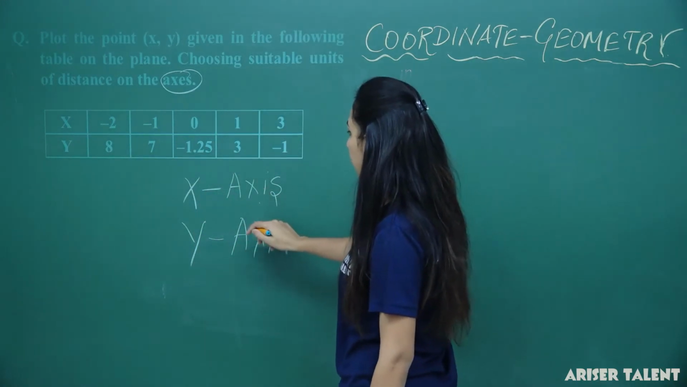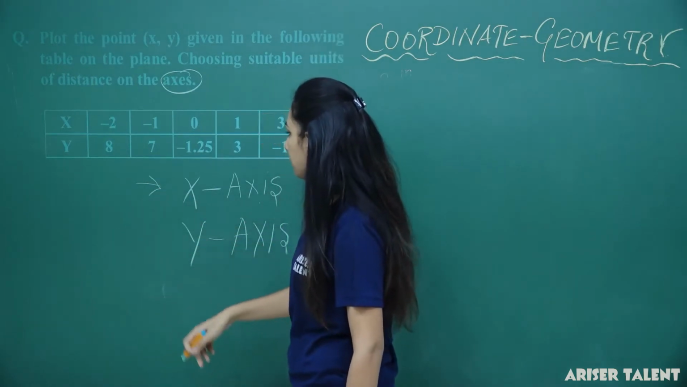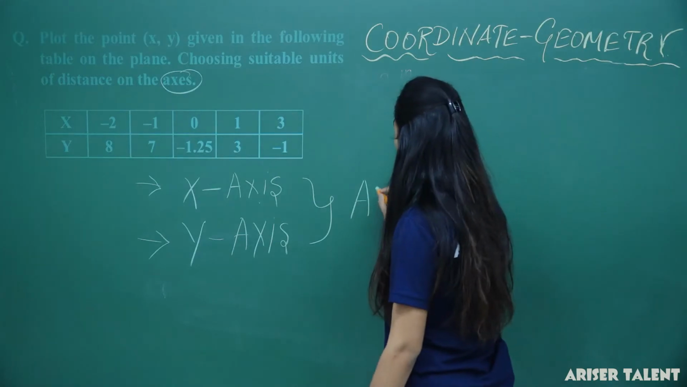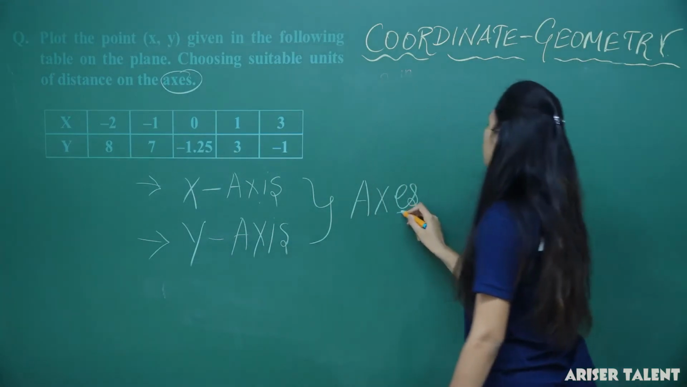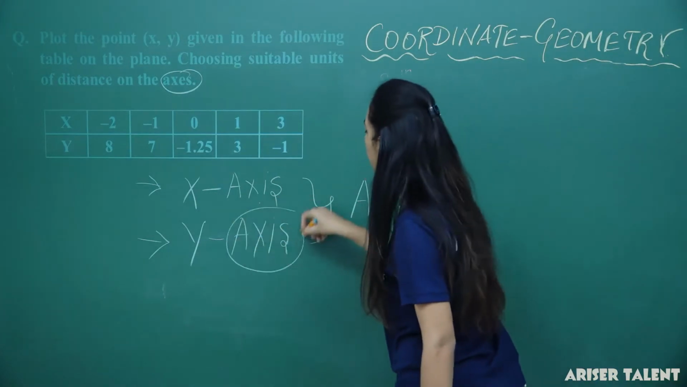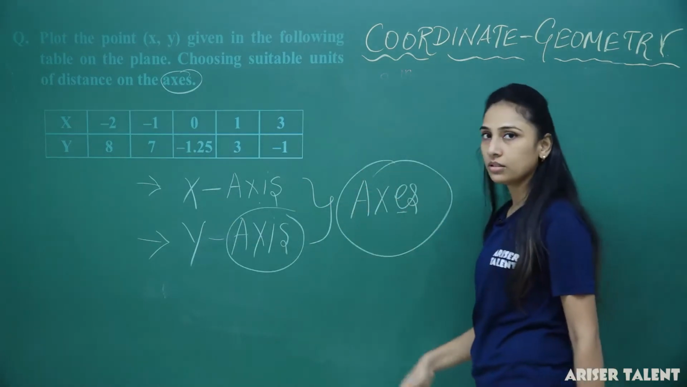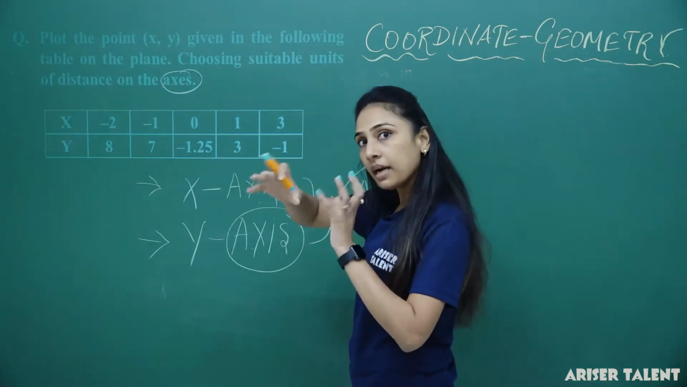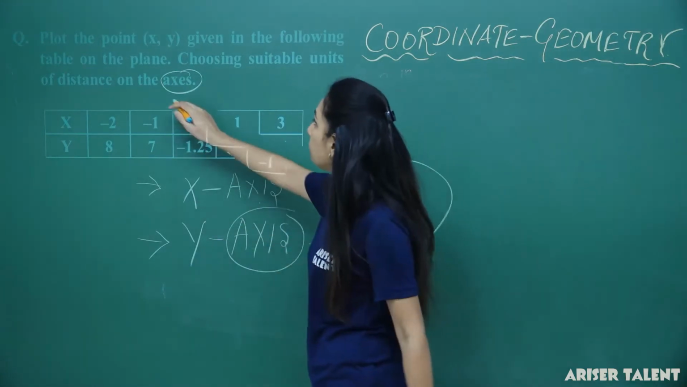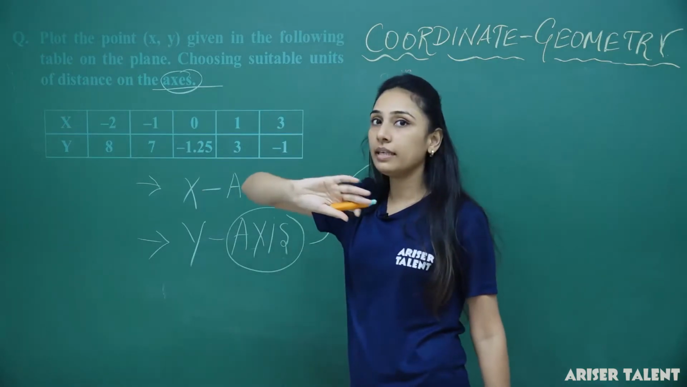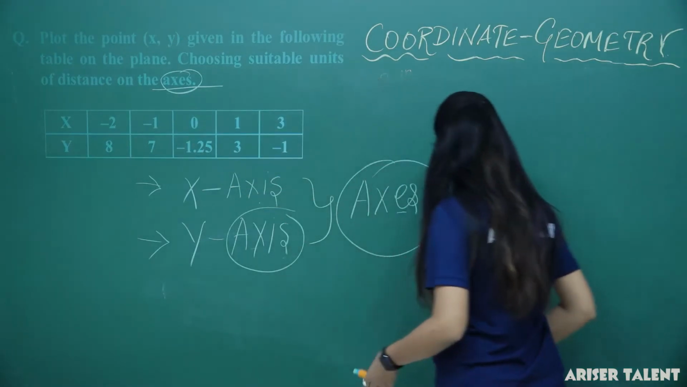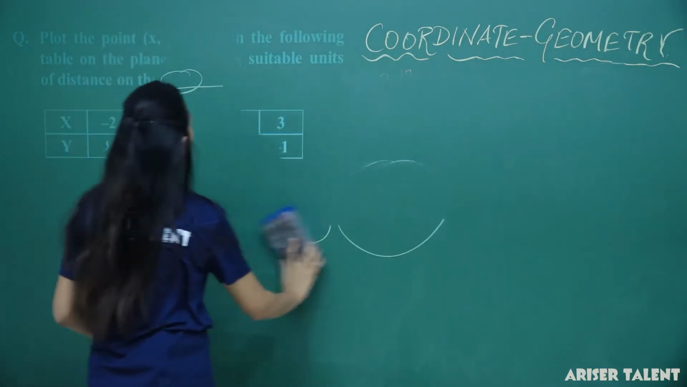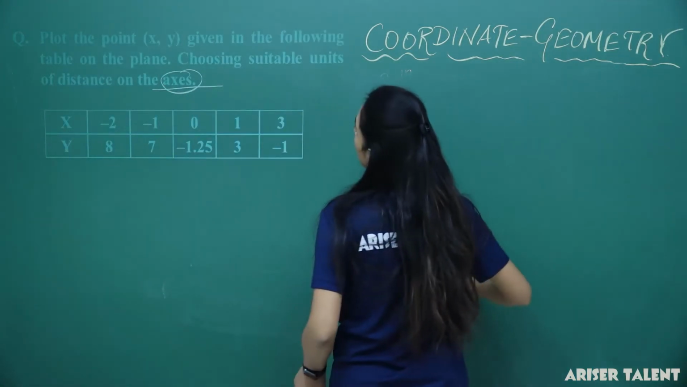This is a particular axis, the first axis, and this is the second axis, the y axis. Combinedly we call them coordinate axes. Basically this is singular and this is plural. So the basic thing is that this is the x axis and this is the y axis, but when we talk about both of them together, we say axes. Now, we have to locate these points.